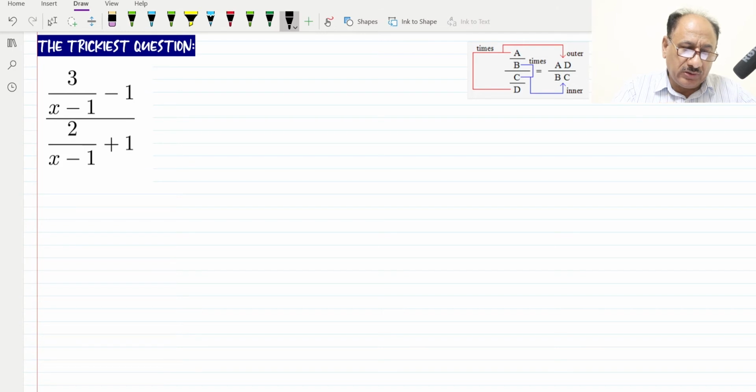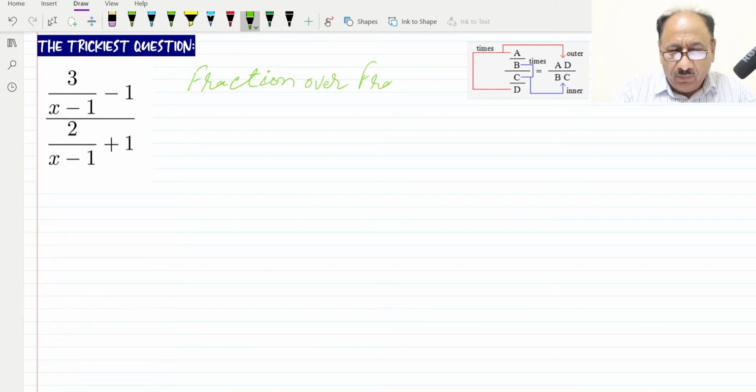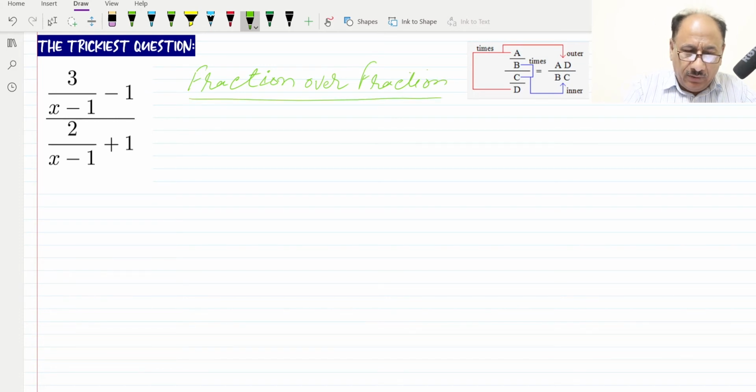Before going to the question, it's better I should explain the fraction over fraction rule. We have a lot of situations in which we have double fractions, like a fraction in the numerator and a fraction in the denominator as well. So I will be going through three such types of situations.